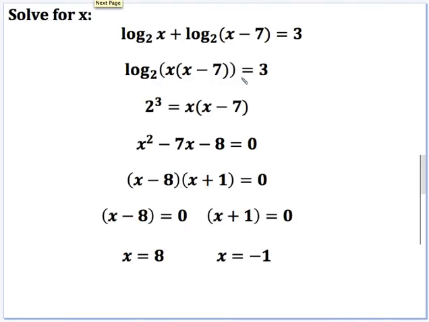All right, here's the last one. Oops, and I just realized I totally forgot to cover this up. So close your eyes for a second. Just kidding. So this question says solve for x. Let me just walk you through this real quick. So if you're going to solve for x, you have log base 2 of x plus log base 2 of x minus 7 equals 3.